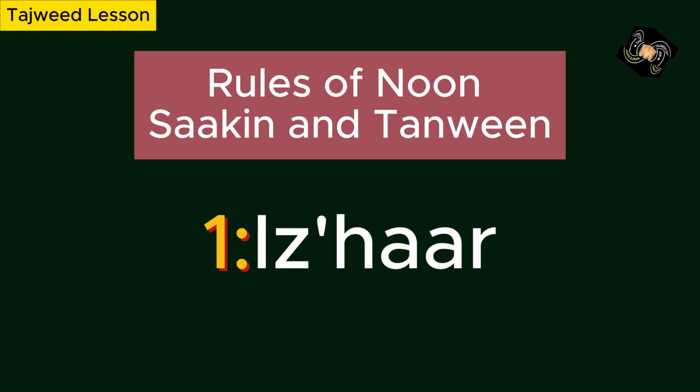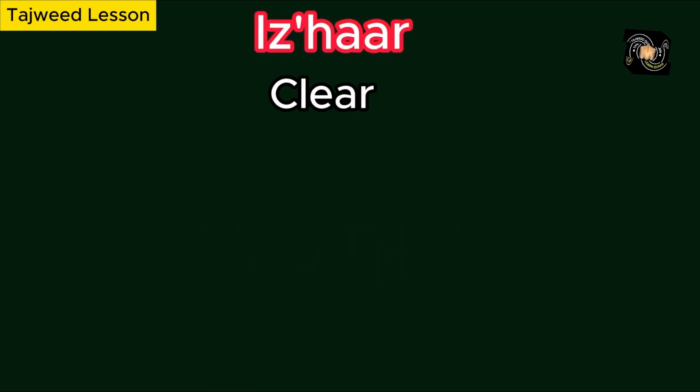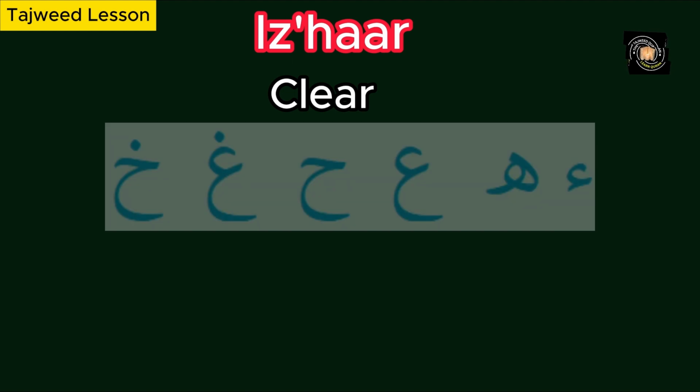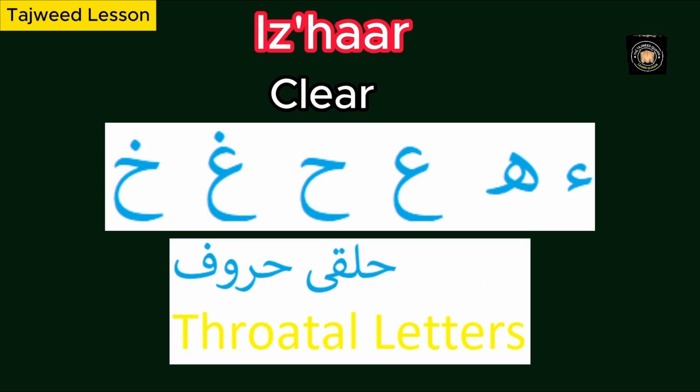The first rule from the rules of Noon Sukoon and Tanween is izhar. Izhar means clear, and there are 6 letters of izhar: hamza, ha, ain, ha, ghain, kha. These 6 letters are called throated letters, halqi letters, the letters that come out of the throat. Hamza, ha, ain, ha, ghain, kha.